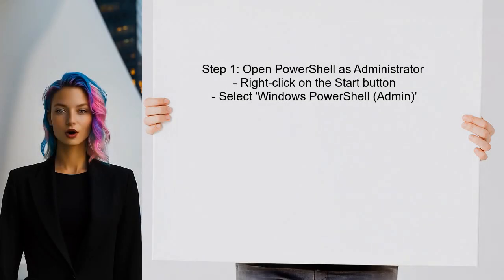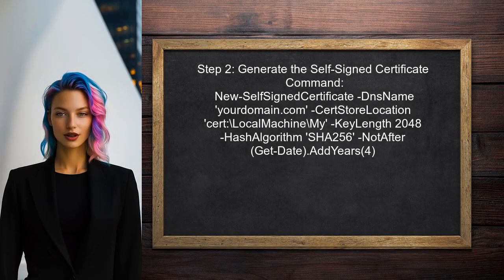To create a self-signed certificate on Windows Server 2012 R2, the user should first open PowerShell with administrative privileges. This is essential for executing the necessary commands. Next, the user will use the New-SelfSignedCertificate command to generate the certificate. They should specify the necessary parameters, including the subject name, key length, and hash algorithm.